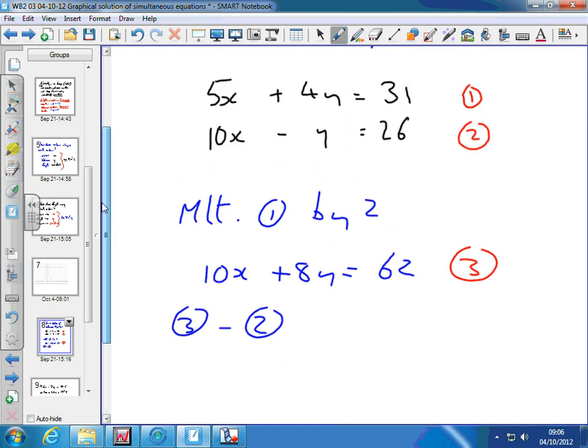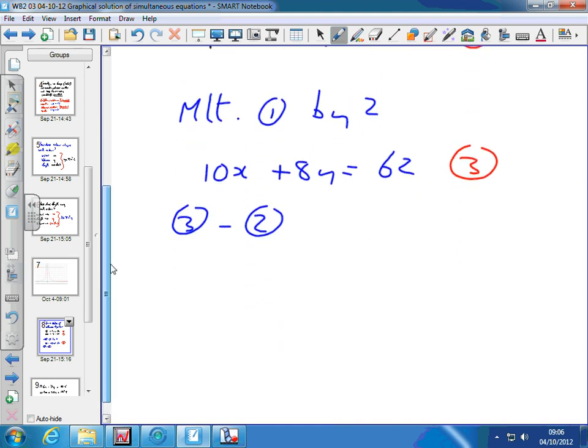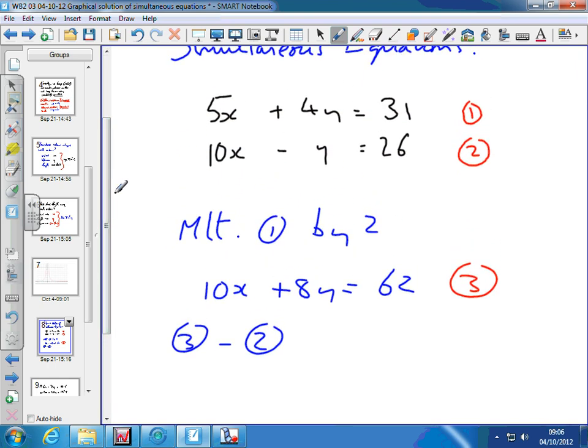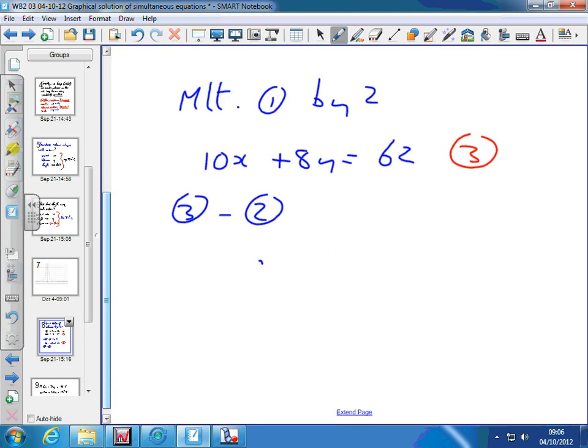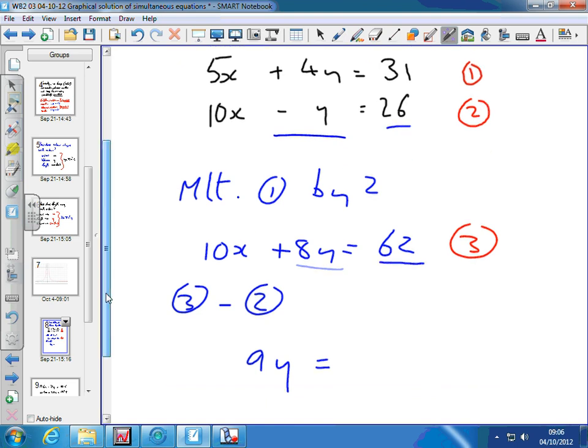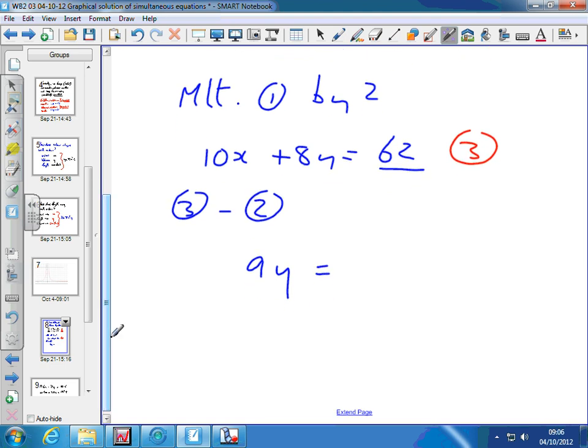So 10x take away 10x, gone. 8y minus y is plus y, so that gives me 9y. That might be where you go wrong if you have gone wrong. Be careful of that double negative. 8y minus y is plus y, gives me 9y. And finally, 62 minus 26 is 36.